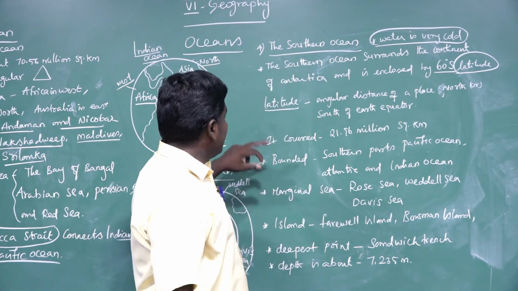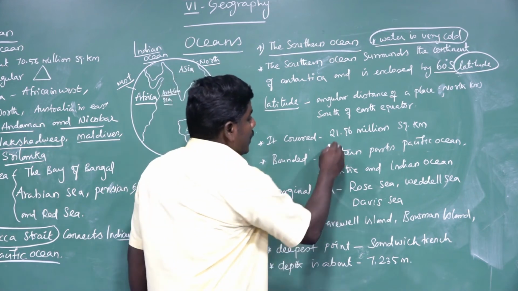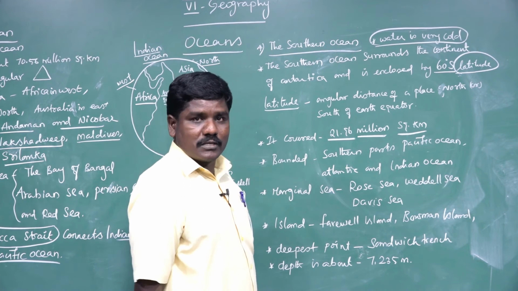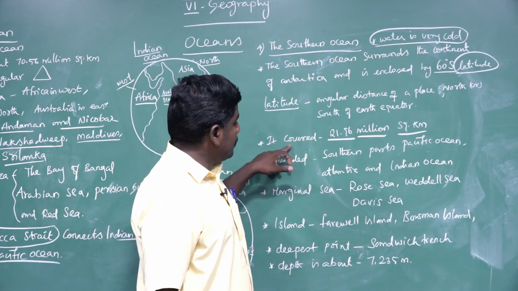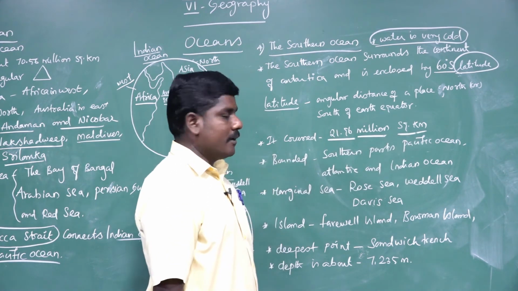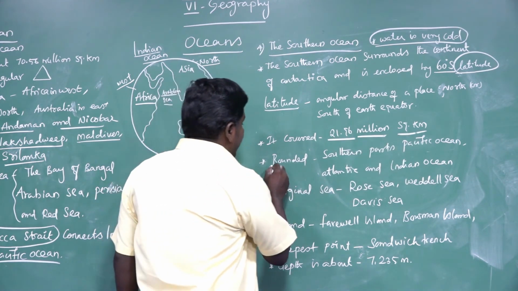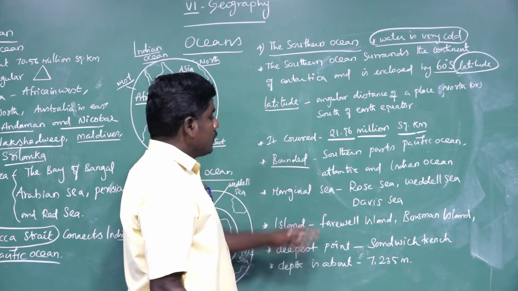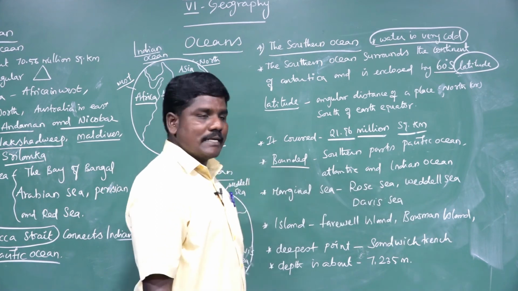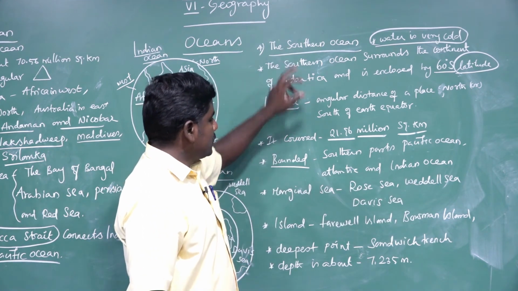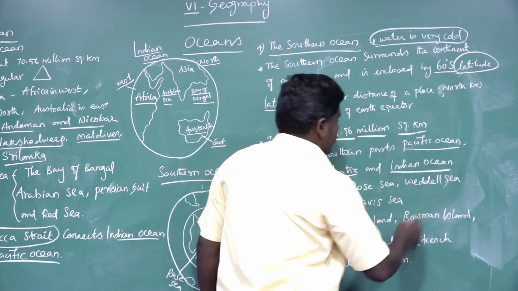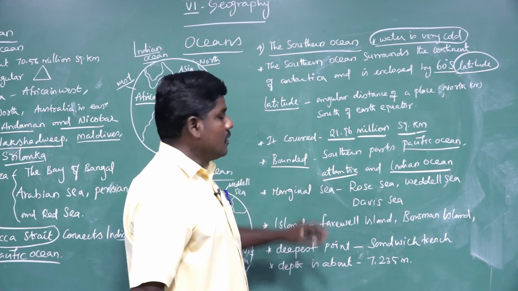And then next, it covers about 21.96 million square kilometers. So the Southern Ocean covers this area. And then the bounded areas of the Southern Ocean are the southern parts of the Pacific Ocean, Atlantic and the Indian Ocean.